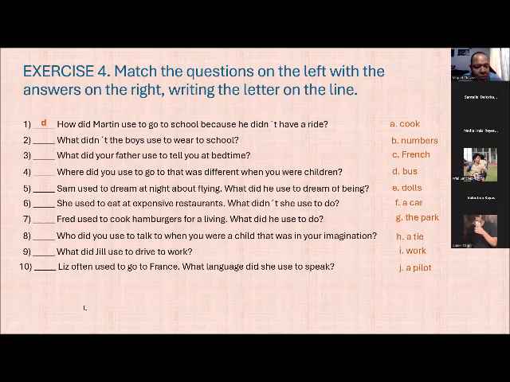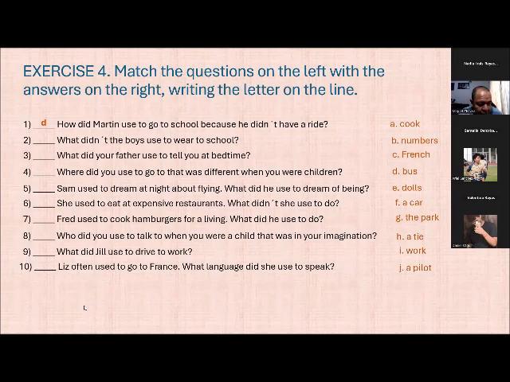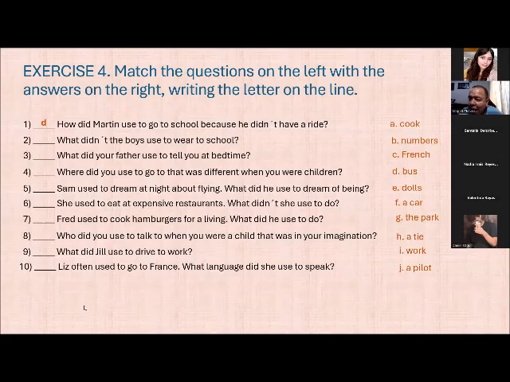Another volunteer for number 2, please. Nadia, please. It would be H, a tie. Yes, you're right. But read the question, please. What didn't the boy used to wear to school? A tie. Okay. A microphone is open, please close it. Norma Guadalupe, please. Next.